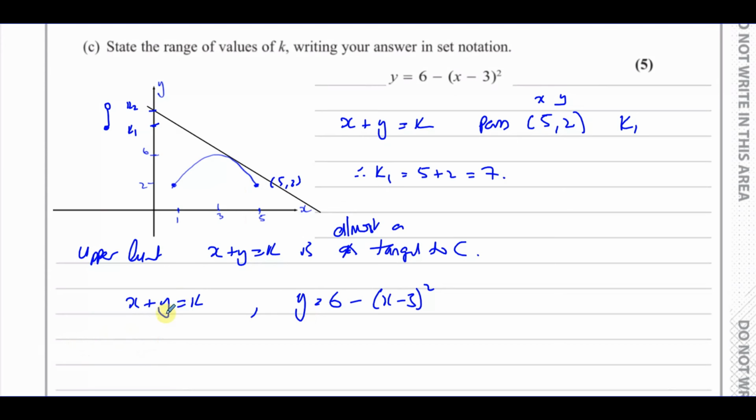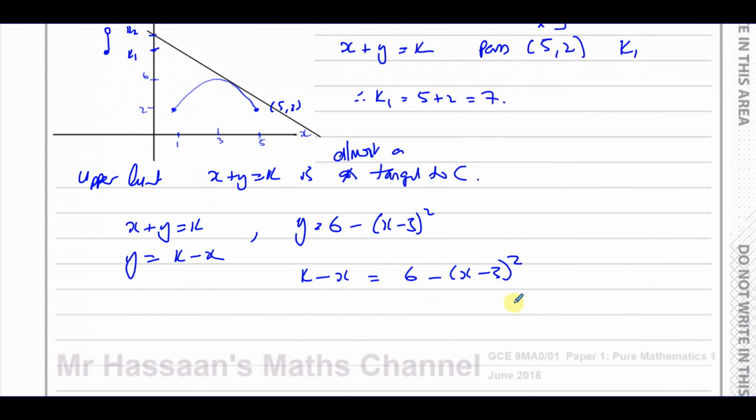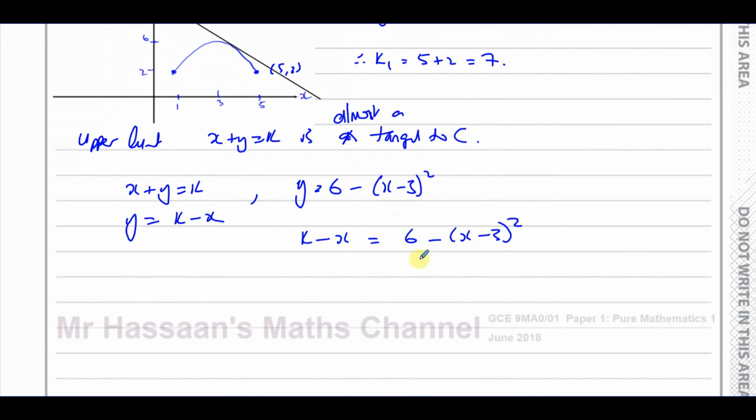So first of all, we have to basically solve these simultaneously. I'm going to rewrite this as y equals k minus x. Then I'm going to solve these two simultaneously by replacing the y here by k minus x. So k minus x equals 6 minus (x minus 3) squared. Now if I solve this equation, it will be in terms of k.